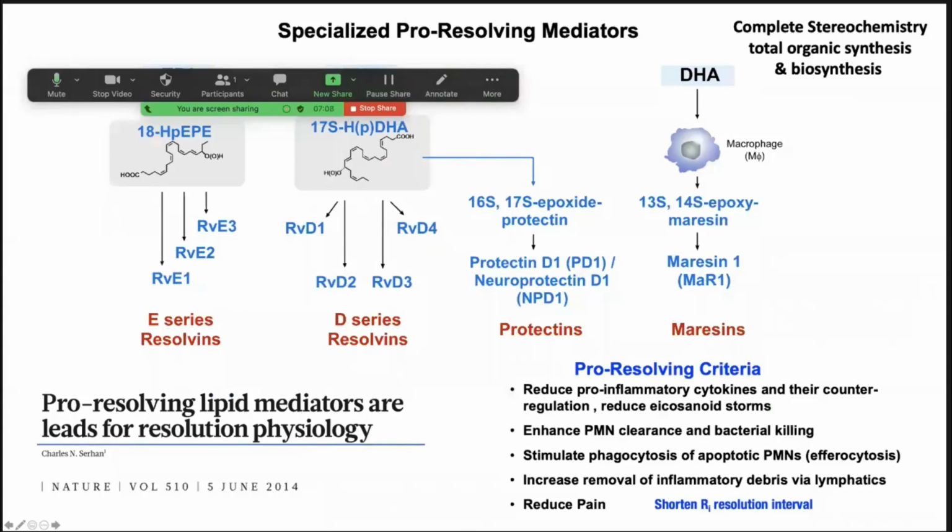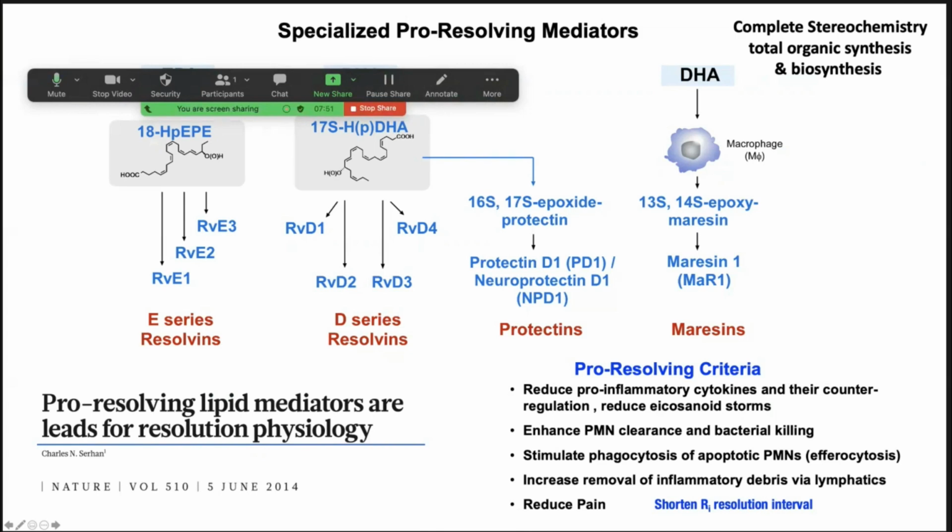The specialized pro-resolving mediators are produced from n-3 essential fatty acids, primarily EPA for the E-series resolvins, DHA for the D-series resolvins, and the protectins formed from 17-hydroperoxide DHA intermediate, a lipoxygenase pathway product, and then the maresins, the macrophage mediators of resolution from DHA and macrophages. We did the complete stereochemistry of each of the mediators, which you'll see is important, as well as their total organic synthesis to confirm biosynthesis and function.